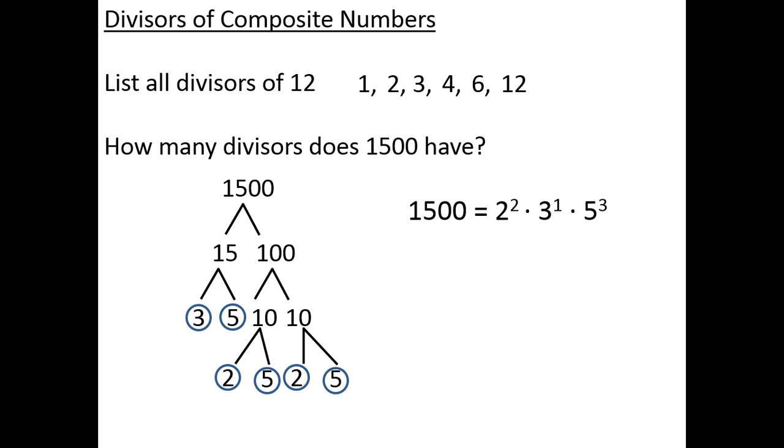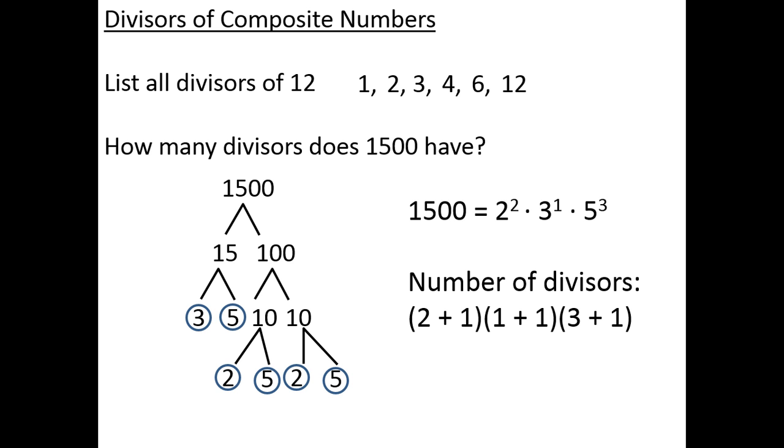Because what we need to do to answer that question is take each of those exponents, the 2 and the 1 and the 3, add 1 to each of them, so that's 2 plus 1, and 1 plus 1, and 3 plus 1, and then multiply those numbers together. And that result, 24, is the answer to the question, how many divisors does 1500 have? It's not telling us what the 24 numbers are. It's just saying that if we listed all the divisors of 1500, we would find 24 numbers.